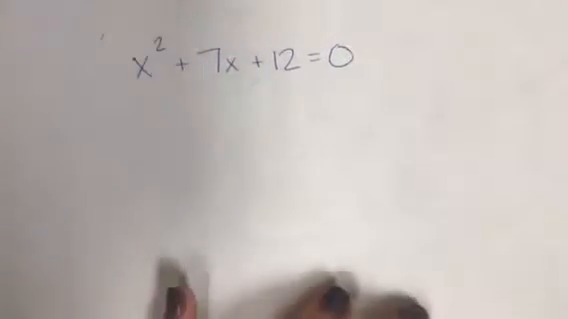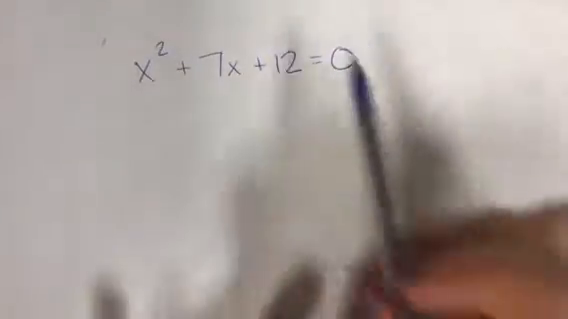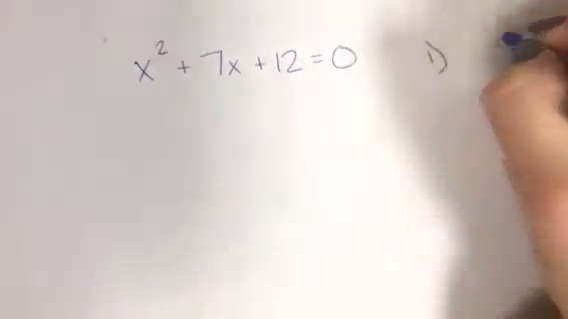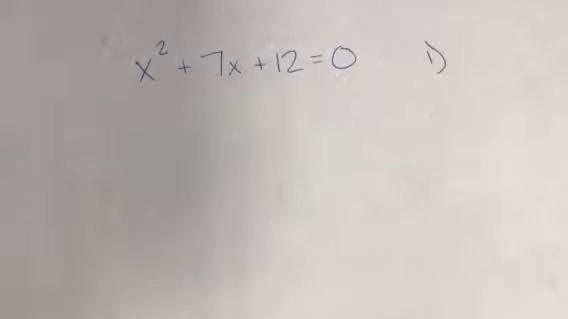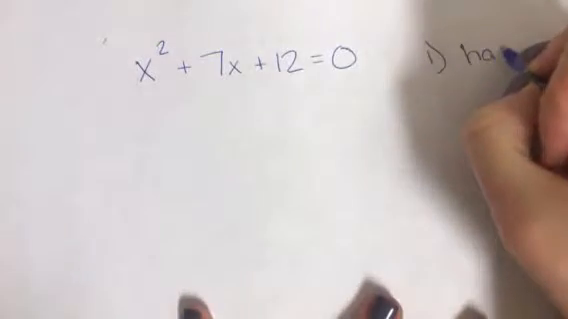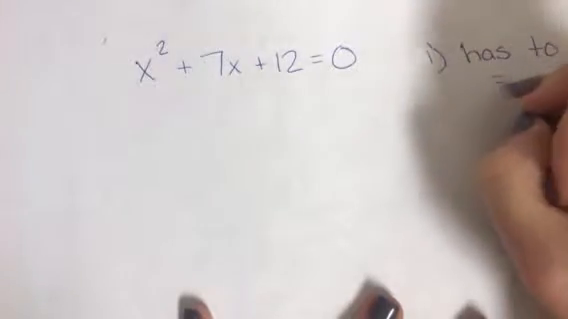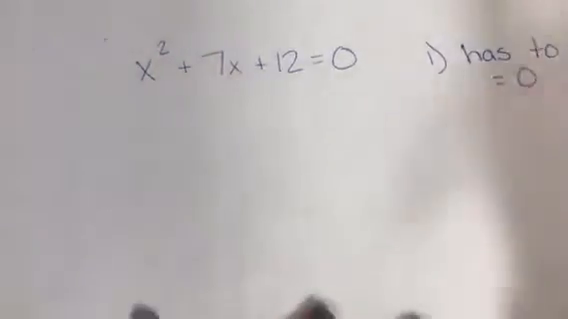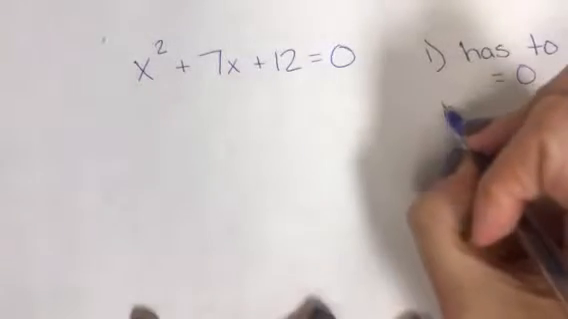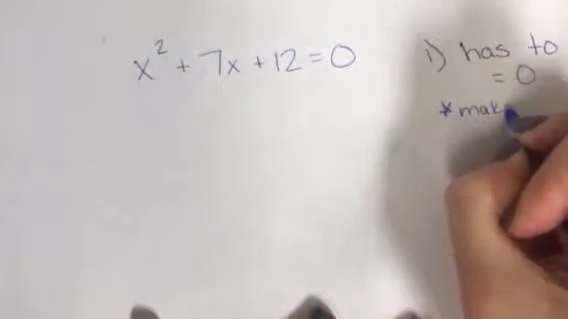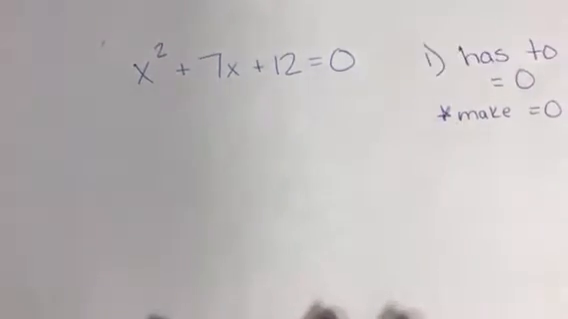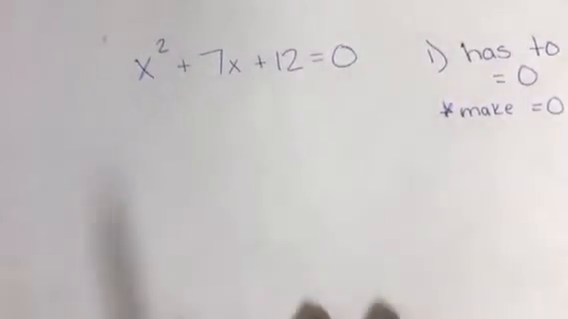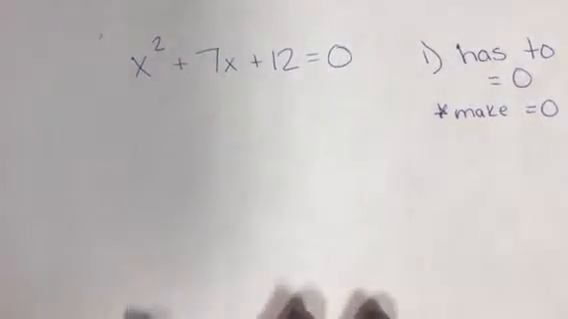Again, it's all based on the fact that we need the problem to equal 0. So if we want to solve by factoring, the first thing that we need to know to be true is that it has to equal 0. If it doesn't equal 0, then we are going to make it equal 0, by simply doing some basic addition or subtraction and moving some things around.